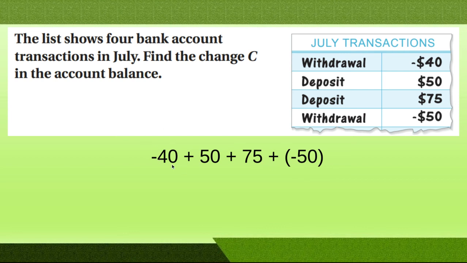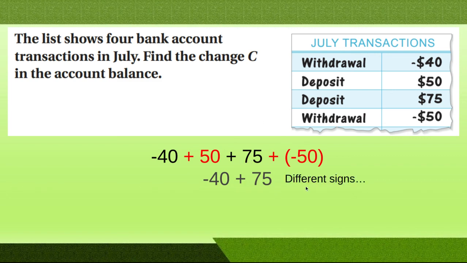And I'm looking at this problem. I have -40 plus 50 plus 75 plus -50. And I see this relationship right here. These guys here are opposites, right? So they add up to 0. So they kind of go away. They cancel each other out. That's the shortest and quickest way to do this. So we're left with -40 plus 75.